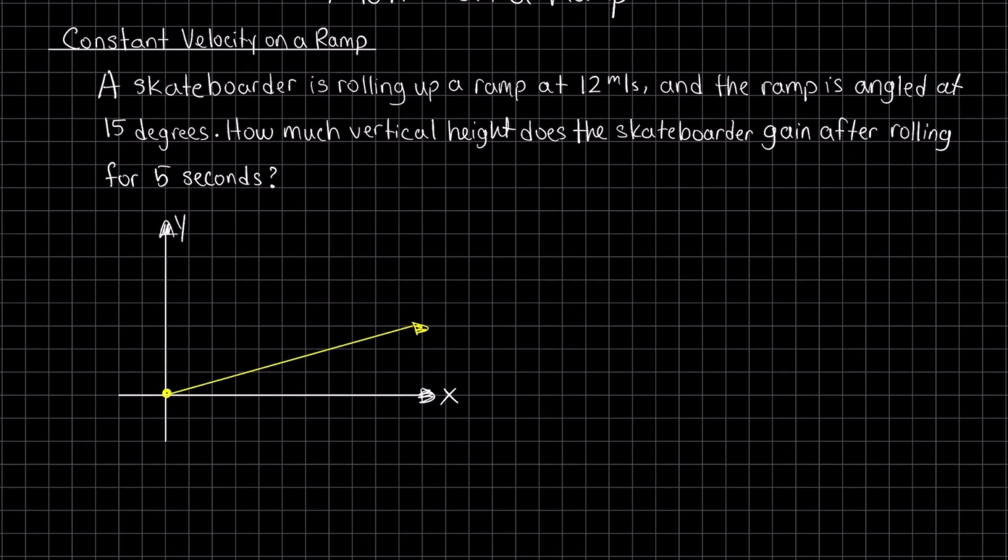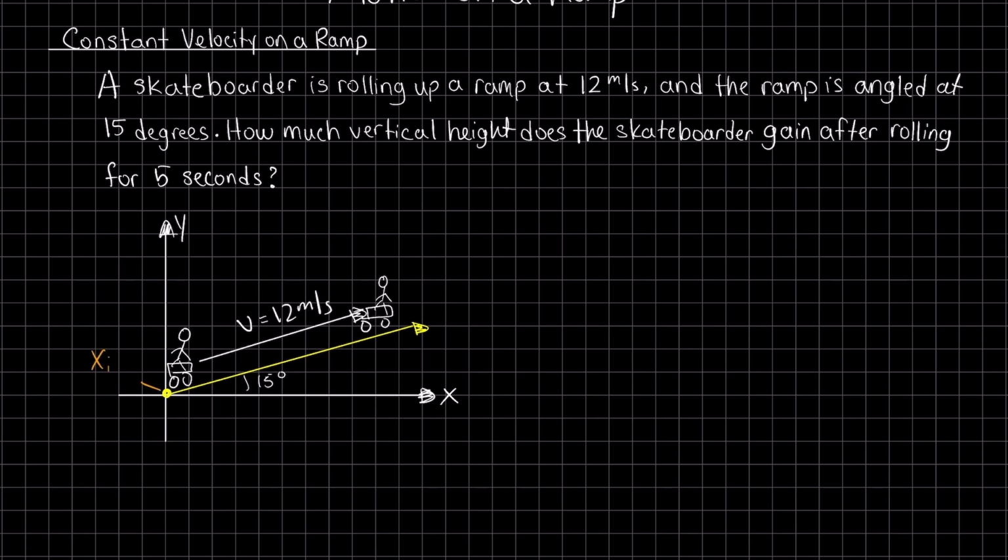So in this case, we have the surface drawn here in yellow, and it's angled at 15 degrees. We have a skateboarder who's going to be starting from the bottom, and the skateboarder is going to be rolling up the ramp. We know that the velocity from the beginning all the way to the end is consistent, and it's a constant 12 meters per second.